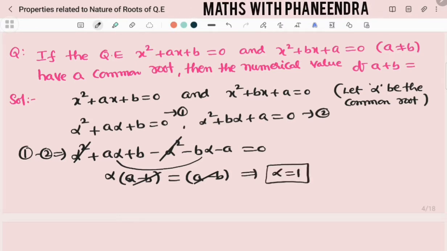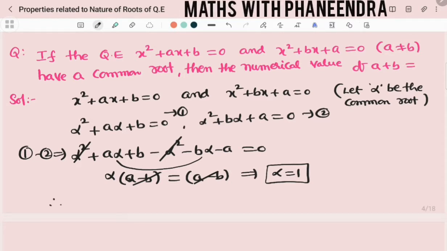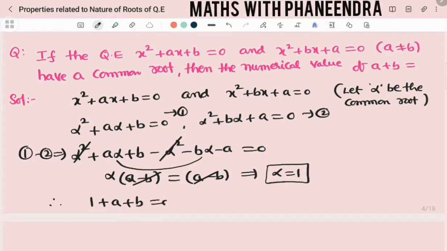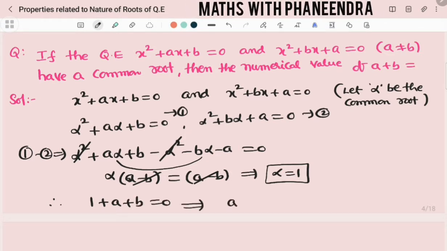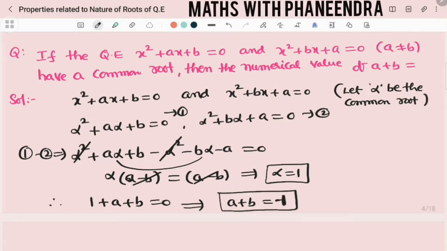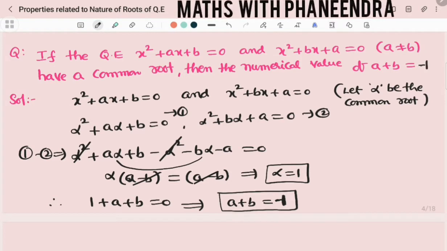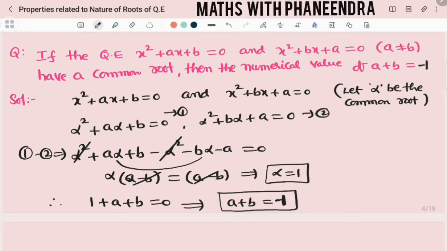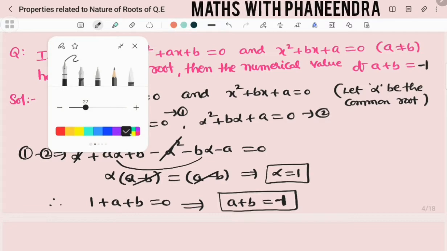So alpha is equal to 1, substitute it in either equation 1 or equation 2. Therefore, we get 1 square plus a plus b equal to 0. That implies that a plus b is equal to minus 1. Therefore, the numerical value of a plus b is minus 1. So our answer is an integer type question. Minus 1 is the answer, the numerical value of a plus b. I hope everyone understands. We'll move on to the next question.